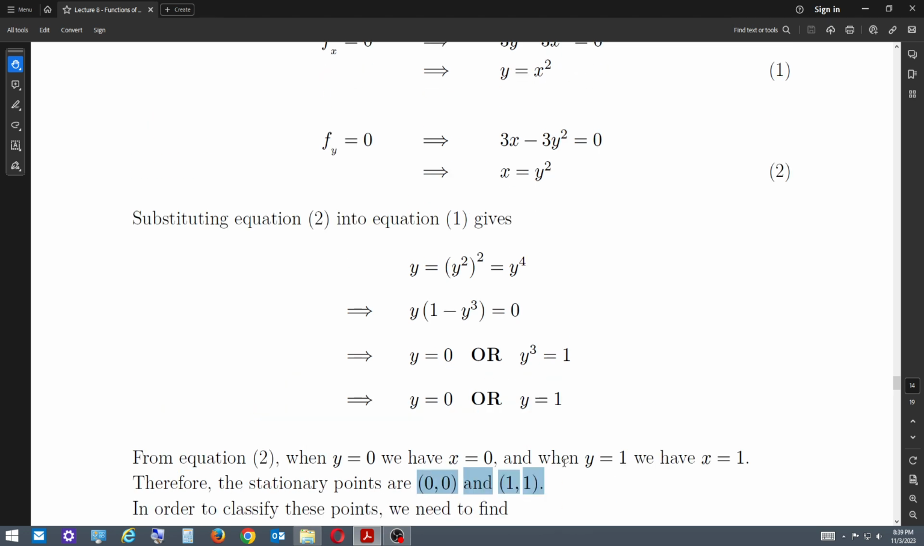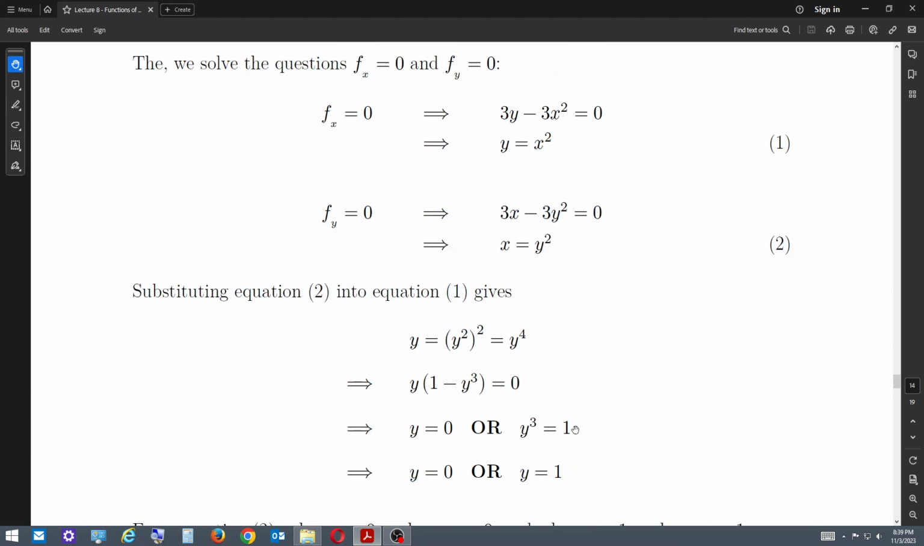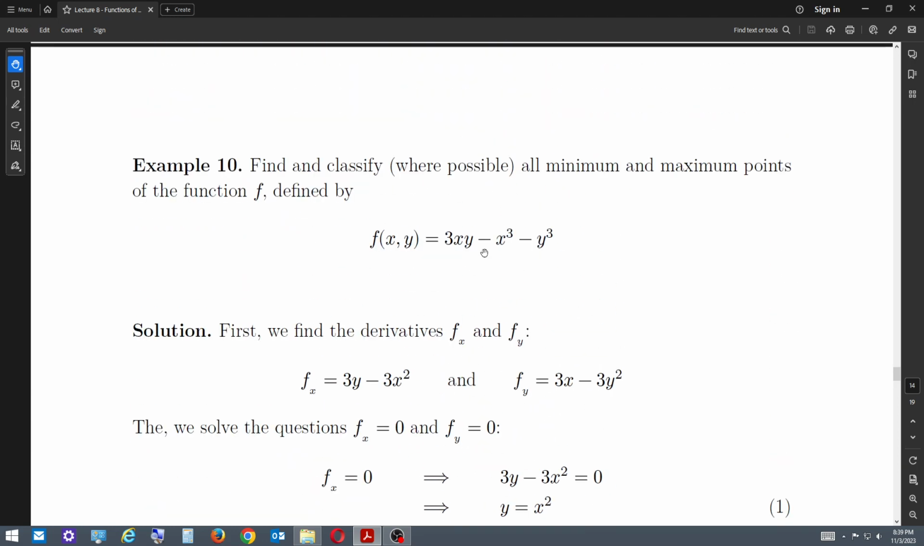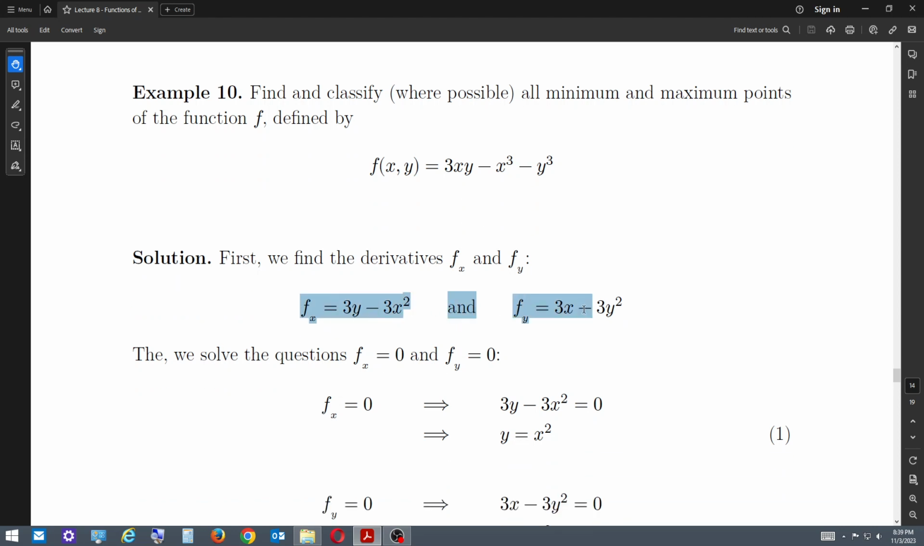And then we move on to classification. So now we need to find the second partial derivatives. Now, don't go from the start and just differentiate all over again. Just take the first partial derivatives and differentiate those. So if I want a second partial derivative with respect to x, I could take this first expression here, differentiate this. That'll give me negative 6x.